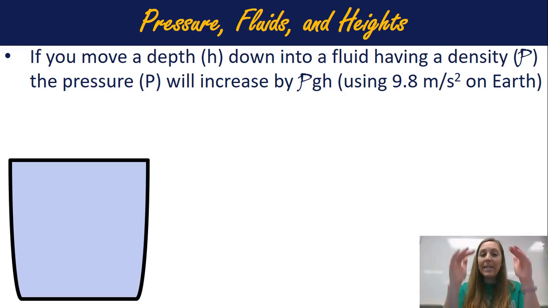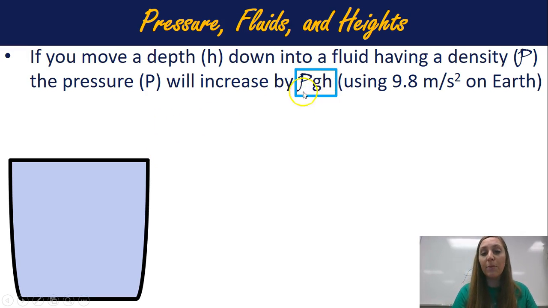All right, if you move down the depth h into a fluid and it has a specific density, then the pressure is going to increase by this formula. So this is how much your pressure increases every bit you go down in a fluid. Remember that 9.8 meters per second squared is g, or your gravity on Earth. So you take density times gravity times height. Make sure the density is whatever fluid you're in. All right, so the change in pressure is going to be whatever the density is times gravity times height.